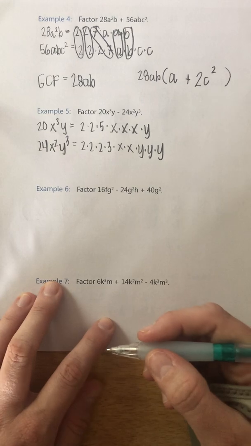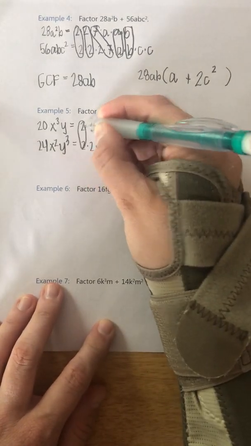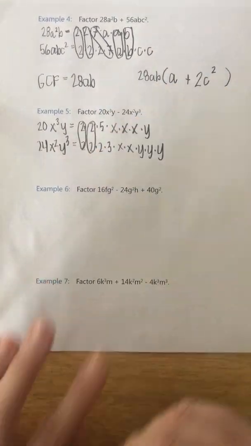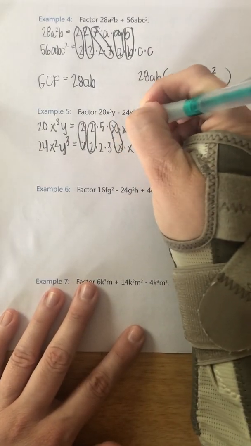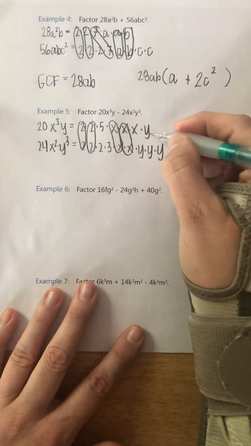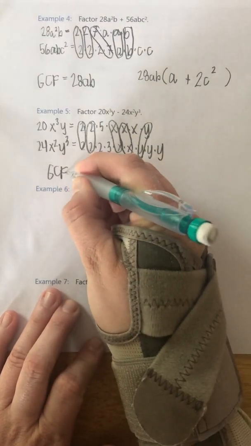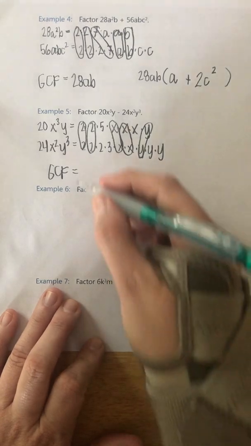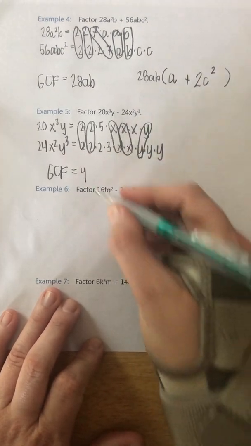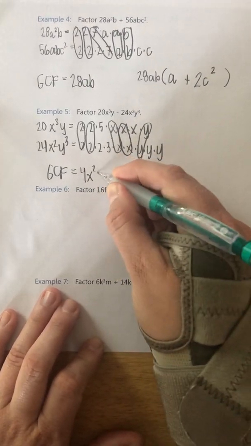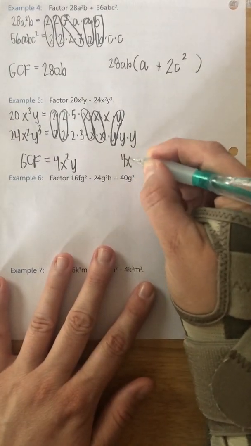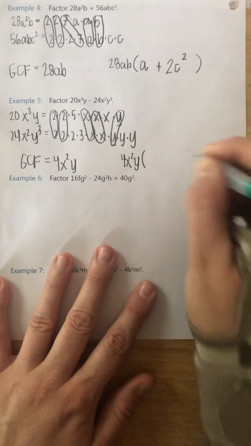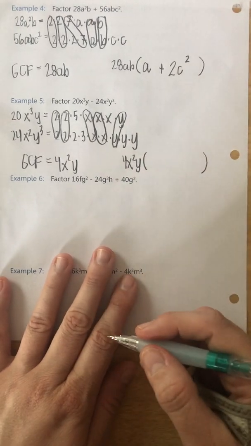And let's take a look at what they have in common. I've got a pair of 2's, another pair of 2's, and that's it for the numbers. Then I have 2 x's in common and 1 y in common. So let's see what our GCF would be. 2 times 2 is 4. x times x is x squared, and then we have a single y. So we're going to take 4x squared y out, and in parentheses we're going to write down what's left.